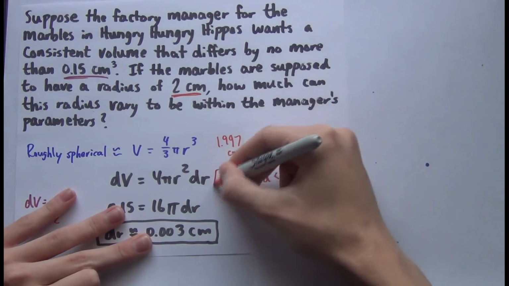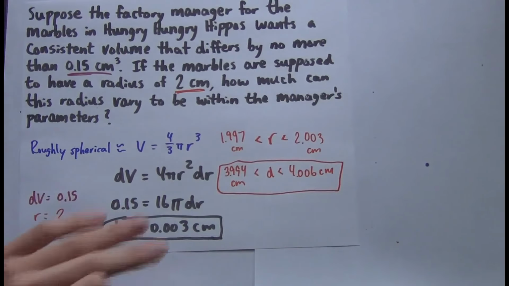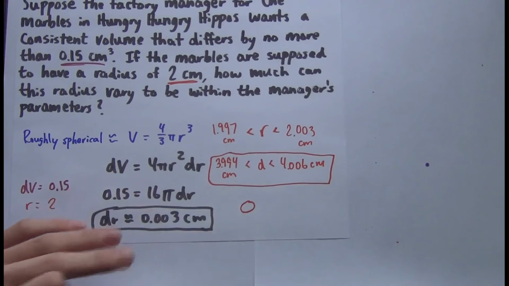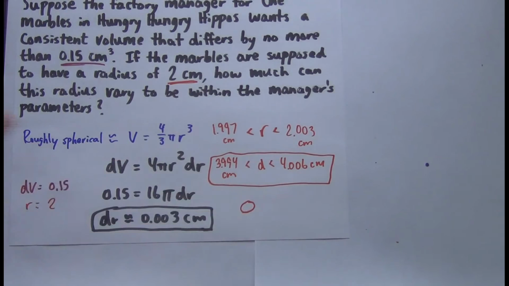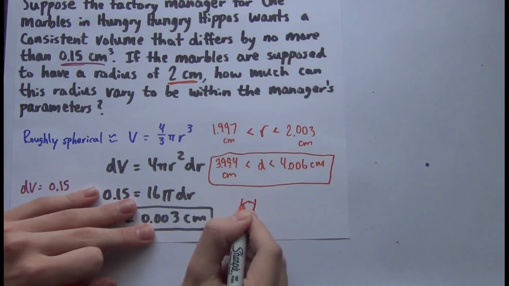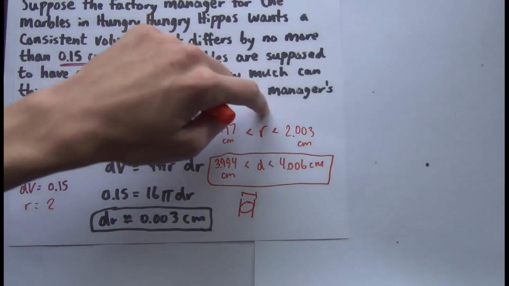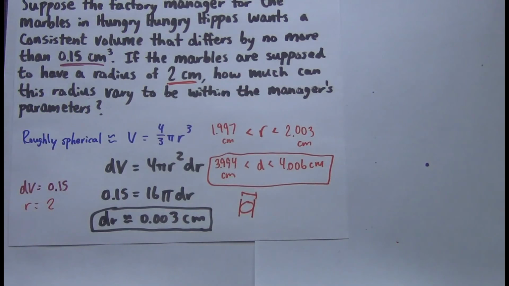Okay, so why is this more applicable than the radius? Well, think about how those factory workers are going to measure that marble. I don't understand how you could just measure the radius. What you could probably do is take something like a vernier caliper and measure this distance. Okay, if you measure that distance, that would be the diameter. So this is more easily expressed in terms of the diameter.